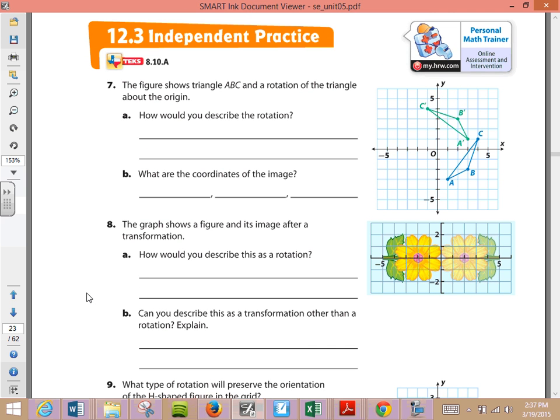I will give you extra credit. Listen up. You all want this extra credit. I will give you extra credit if you create one of those Cartesian planes.